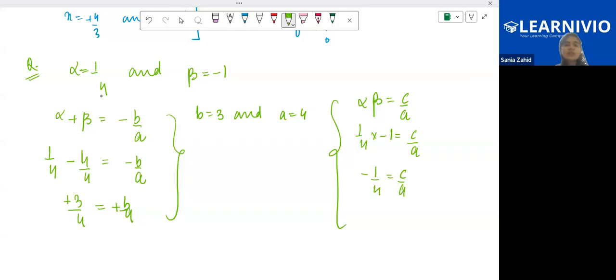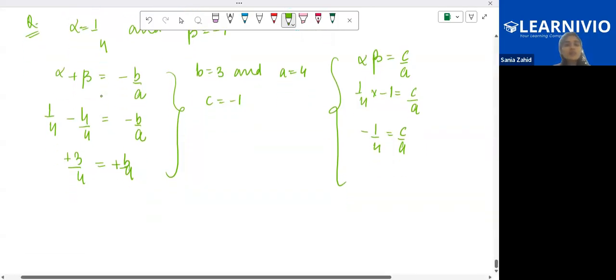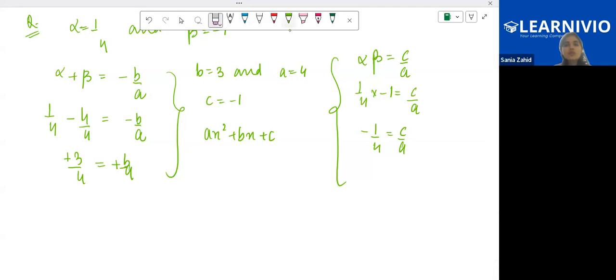From this part, what do you get? C is equal to negative 1 and a is 4, that we already know. Now we know the general format of our equation is ax square plus bx plus c is equal to 0, right? You can skip writing the 0 also. So what do we get? Ax square, so instead of a, you will write 4x square plus bx. So what is b? 3x plus c. So instead of c, you write negative 1. So what is your equation now? This is your equation.